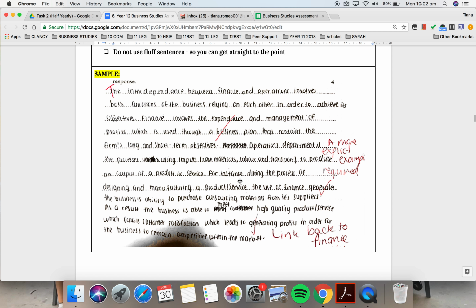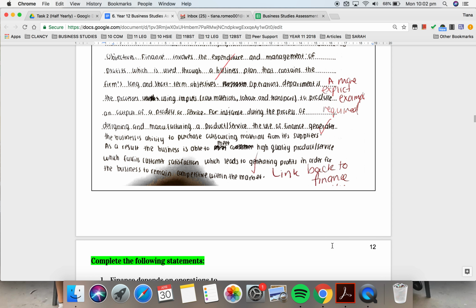For instance, during the process of designing and manufacturing a product or service, the use of finance generates the business's ability to purchase outsourcing materials from its suppliers. As a result, the business is able to meet high-quality products and service, which fulfills customer satisfaction, which leads to generating profits in order for the business to remain competitive within the market. I then suggested to link back to finance to show that the finance department can then redistribute these funds to other areas of the business. But overall, this was a really detailed response.